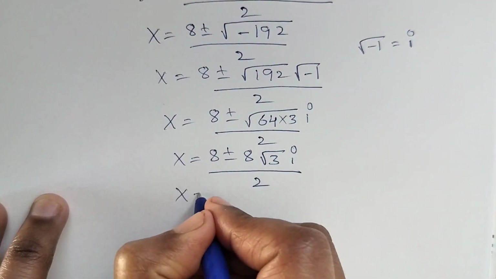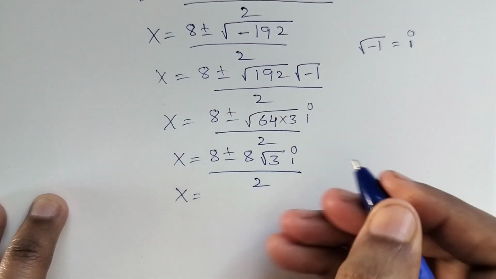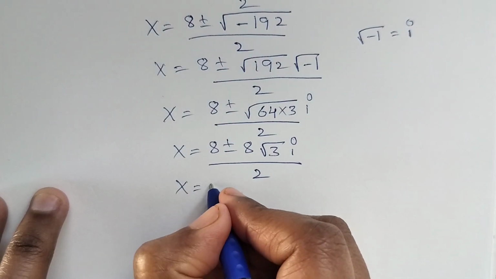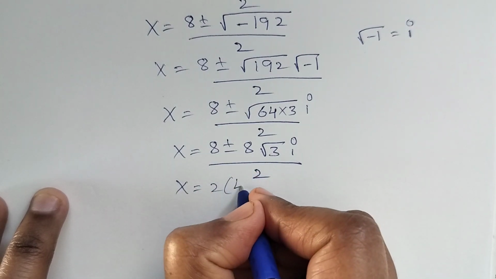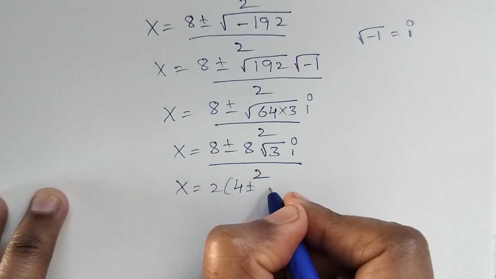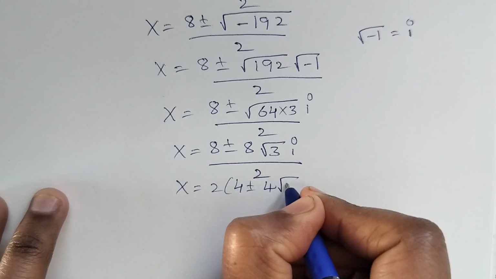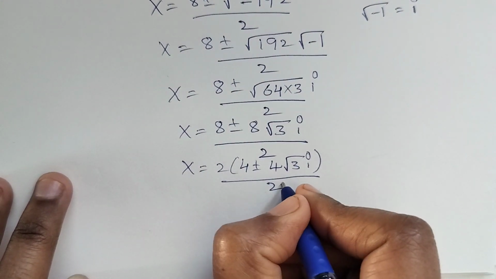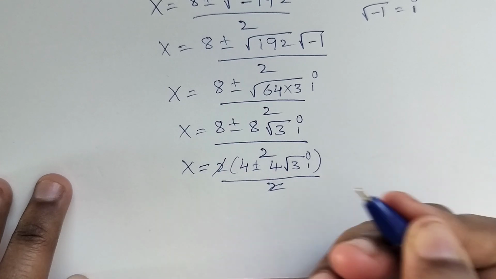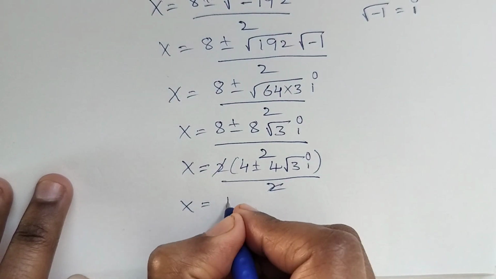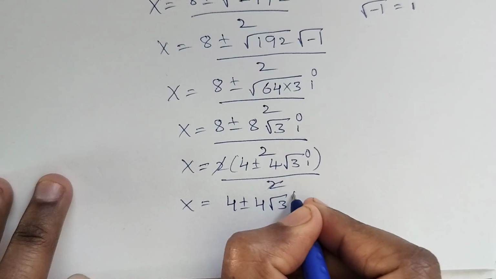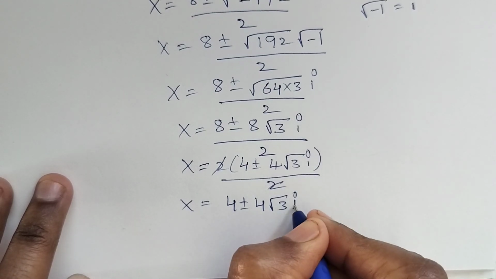So now in these terms we can take out 2 as a common factor. So now 2 times 4, 8 plus or minus 2 times 4, 8 square root of 3 i divided by 2. So the 2s both get cancelled. x is equal to 4 plus or minus 4 square root of 3 i. So this is the value of x.